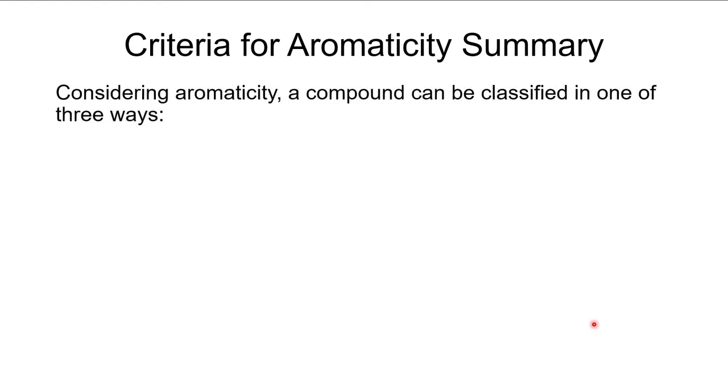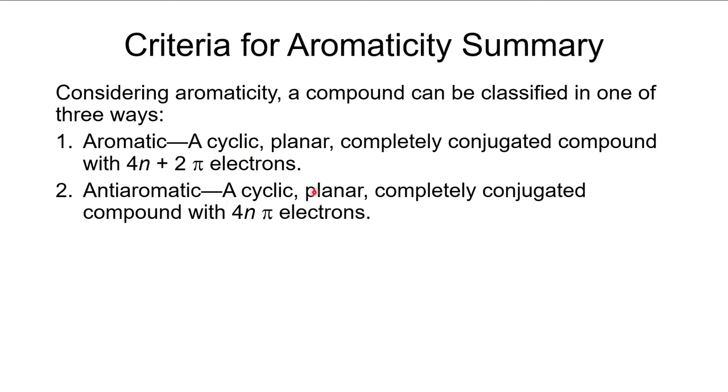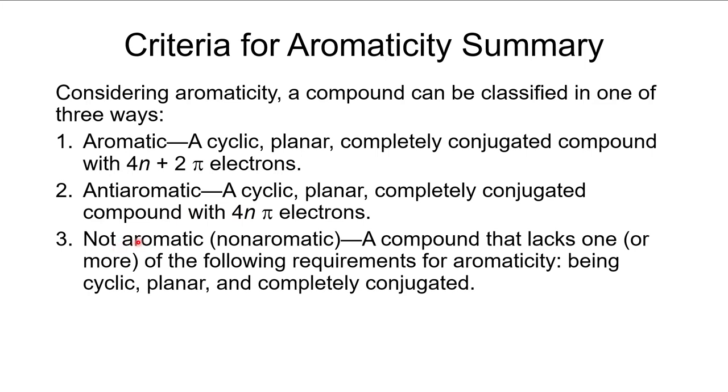So let's look at the criteria for aromaticity to sum it all up. Aromatic compounds are cyclic, planar, completely conjugated, and have 4N plus 2 pi electrons, so it meets all four of those requirements. Antiaromatic compounds meet these three requirements, cyclic, planar, and completely conjugated, but instead of 4N plus 2 pi electrons, they have 4N pi electrons. Non-aromatic compounds are going to lack one or more of our requirements. They may not be cyclic, they may not be planar, and they may not be completely conjugated. Or if they have an odd number of pi electrons, then they're going to be not aromatic as well.